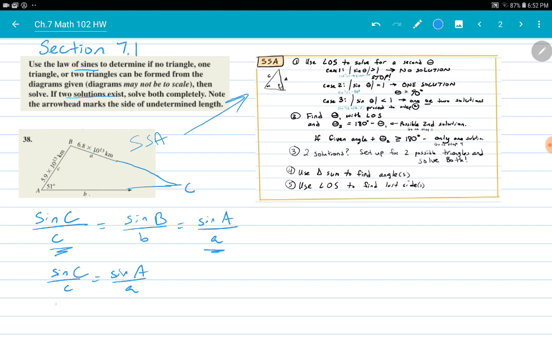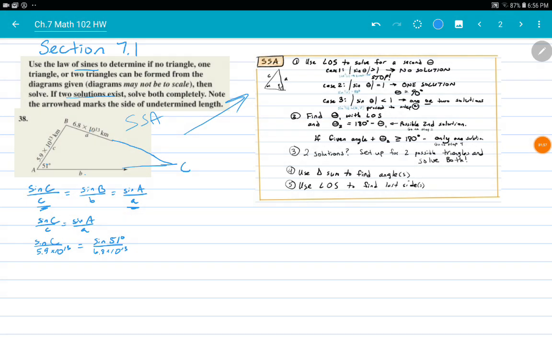which gives me sine of C is to 5.9 times 10 to the 13th equal to sine of A, which is 51, is to 6.8 times 10 to the 13th. Okay, I'm just going to move that up to give myself a little space to do my cross multiplication.